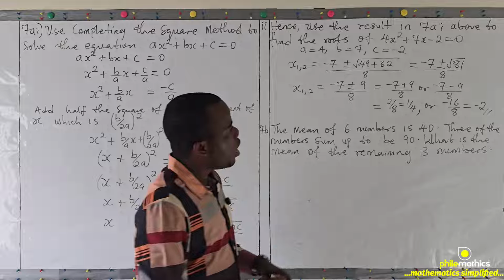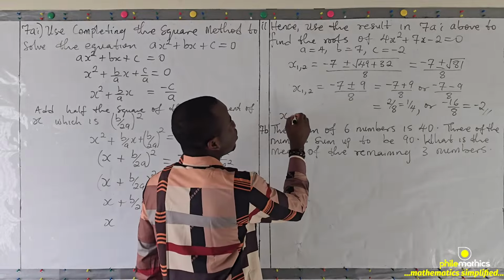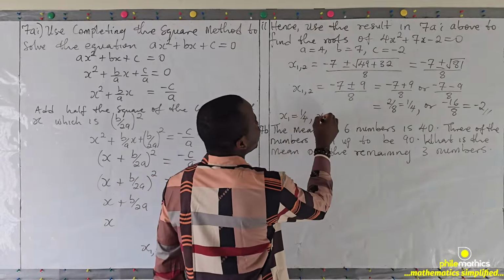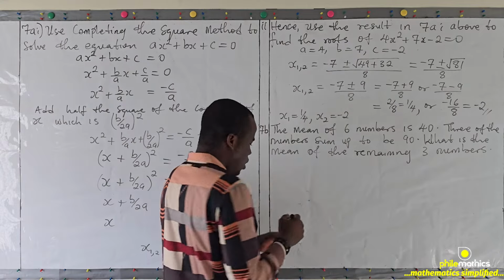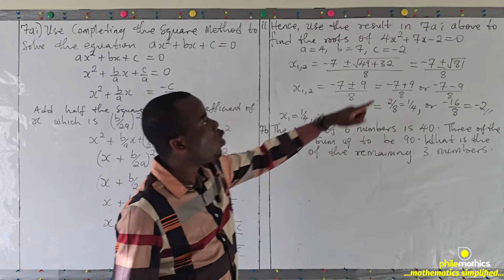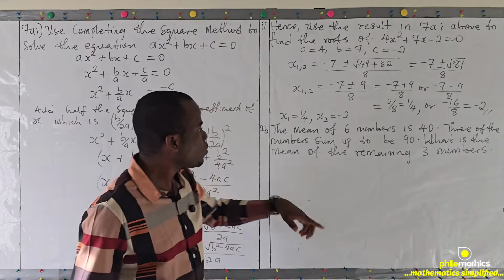So x1 is 1 over 4. x2 is minus 2. These are the roots of this quadratic equation.